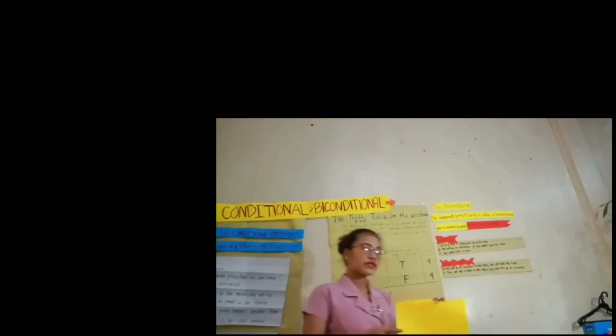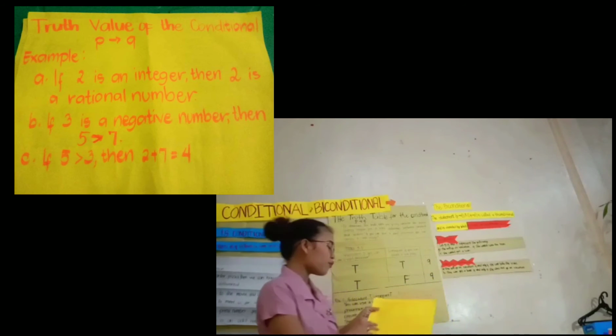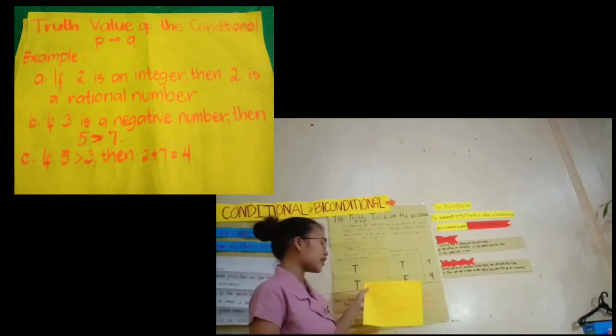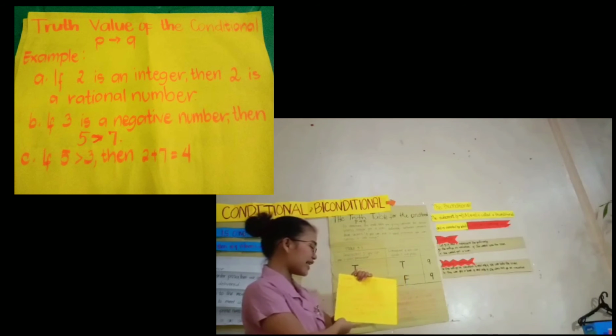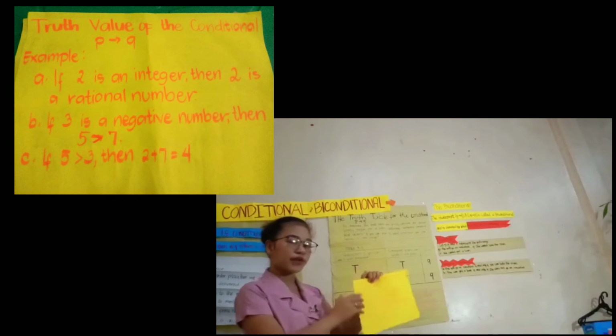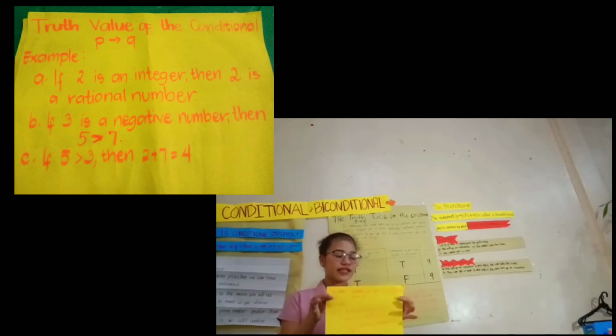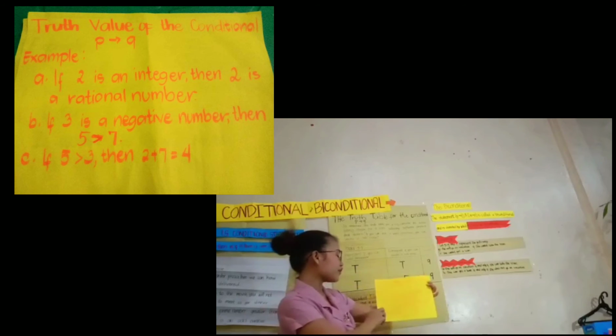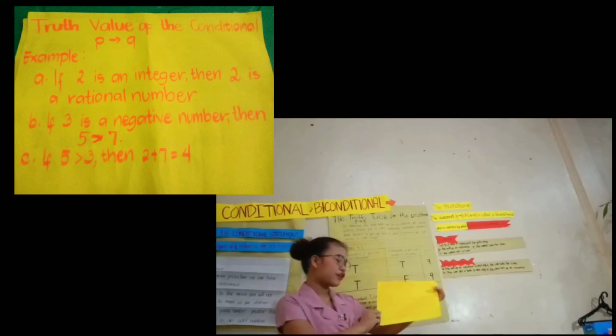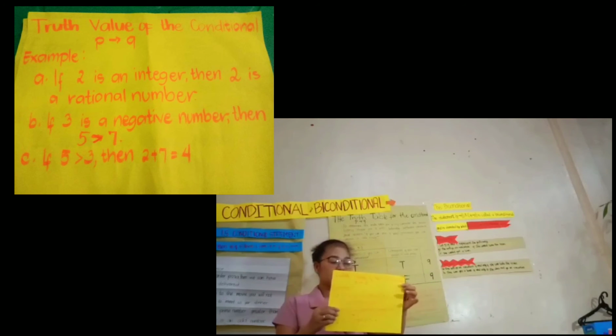So I have examples of what the truth table of the conditional P then Q is all about. For example, first, if 2 is an integer, then 2 is a rational number. In this sentence, the statement is true because the consequence is true. And the second one is, if 3 is a negative number, then 5 is greater than 7. If we observe, the statement is true because the antecedent is false.